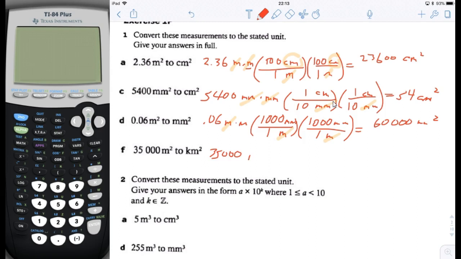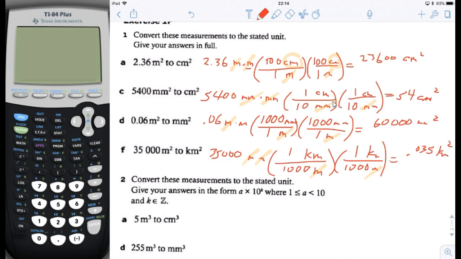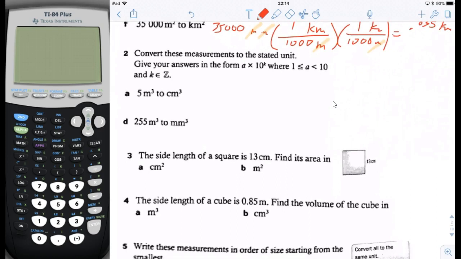Okay, next one. So we have 35,000 meters squared, meters times meters. And we are going to multiply a domino, which is going to have meters on the bottom to cancel it out. And we want to change to kilometers. So we put kilometers on top. How many meters in a kilometer? Well, there's 1,000 meters in a kilometer. We're going to multiply twice because there's meters twice. So we cancel these 2 meters. We cancel these two. And the multiplication we're going to do is 35,000 divided by 1,000, which would give me 35, divided by another 1,000, that would give me 0.035 kilometers squared.